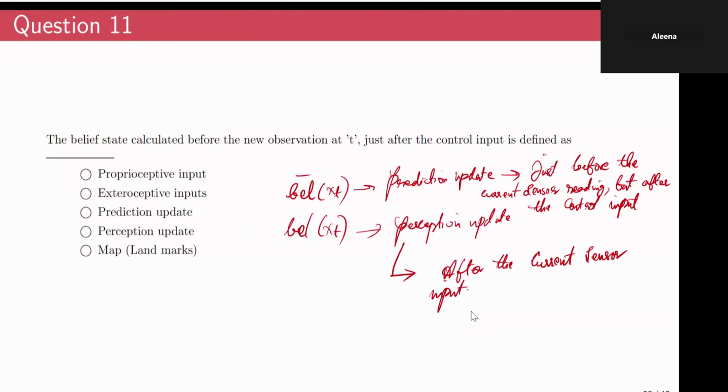So the belief state that is calculated before the new observation is bel bar xt, which is basically the probability of estimating the current position with our previous estimate and the control input. And that too right before incorporating the measurements from the sensors. So before the new observation, that is nothing but the prediction update. That is option C.